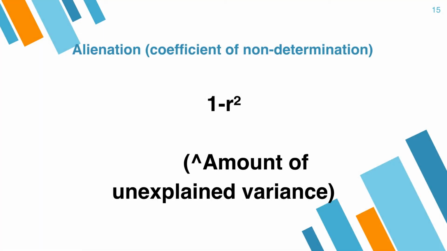There's also the coefficient of non-determination, which would be the alienation. That would be 1 minus r squared. This is the amount of unexplained variance as a whole.